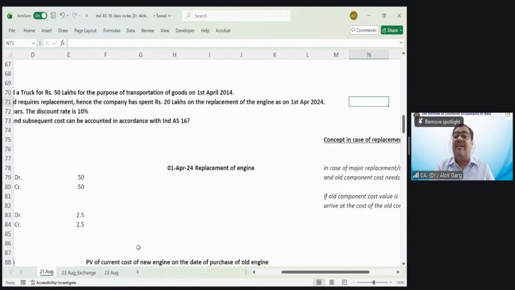ये मत बोलना सर डी रिकॉग्नाइज, वो पेचकस लेंगे और उसको खोल के निकाल देंगे. I am talking about the books of accounts. How will you de-recognize the truck's old engine from the truck? कैसे करें? सर हमारे पास तो वैल्यू नहीं है, कैसे करें?